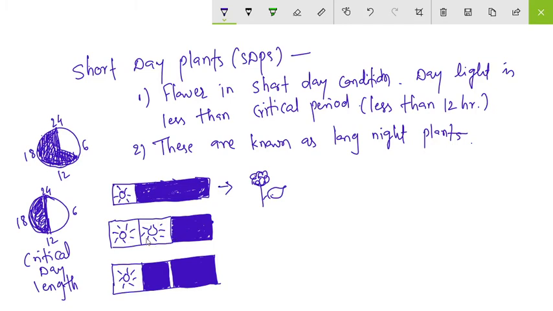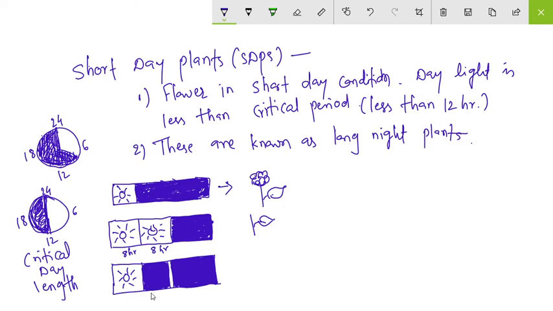But if the short light period is prolonged with artificial diffuse light, suppose it is 8 hours and it is also 8 hours, and then there is a short dark period, in this condition the plant remains vegetative. There is no flowering.